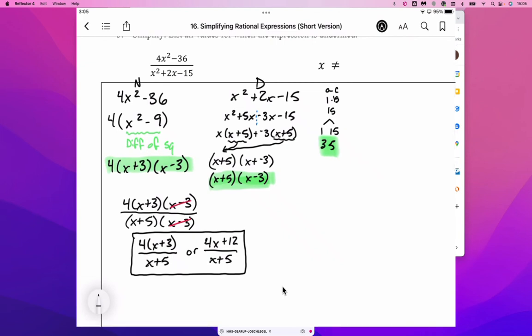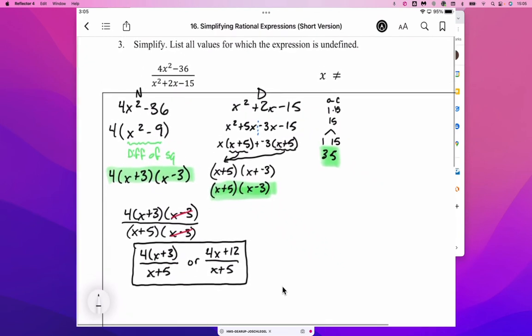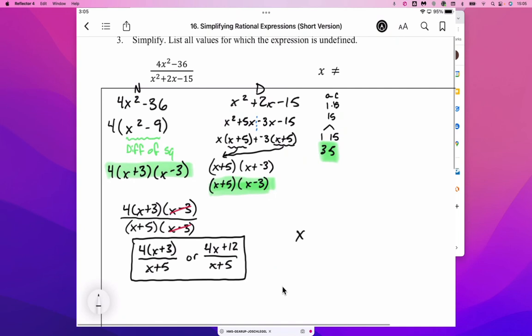Now we need to think about numbers that x cannot be. Well, we cannot have 0 in the denominator. So x plus 5, which is our denominator, cannot be equal to 0. And so subtract 5, x cannot be negative 5.